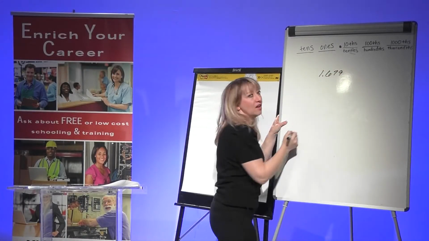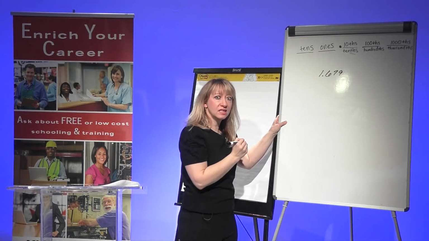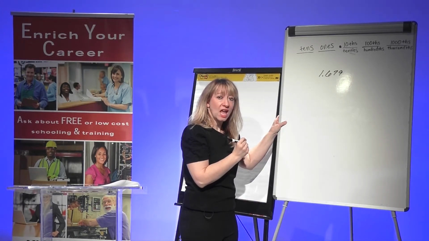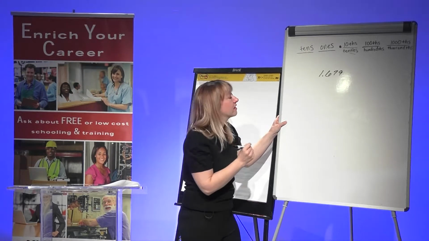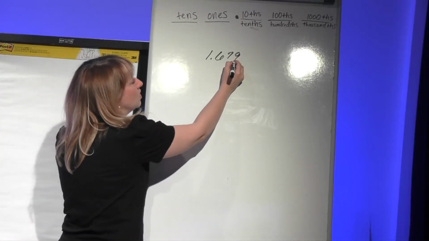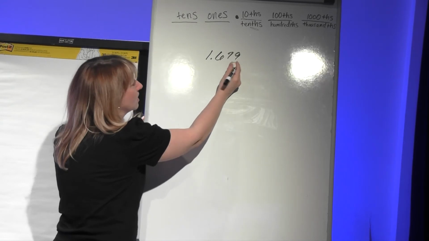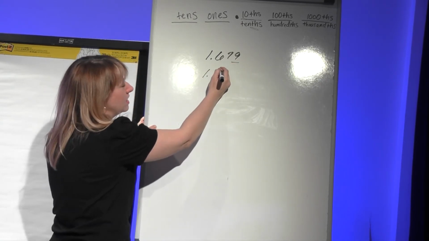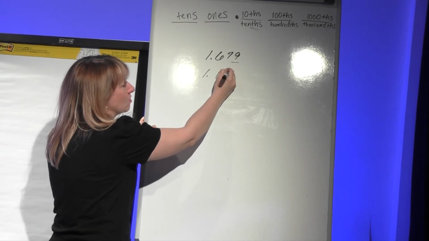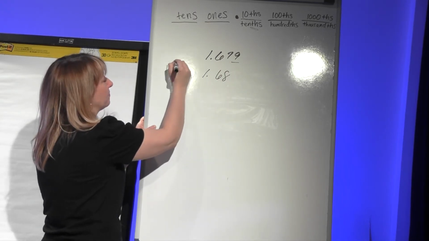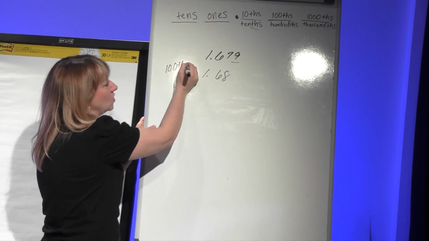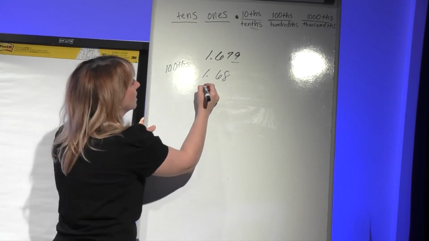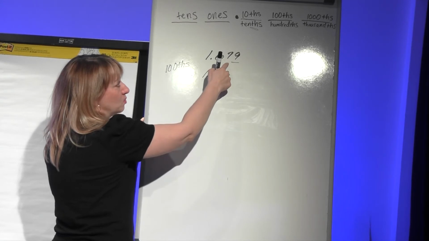If you have 1.679 and you want to round to the nearest hundredth, you look at the number that's in the thousandths. So there's a 9 after that 7, so that rounded to the nearest hundredth would be 1.68. So again, we're rounding to the nearest hundredth. Because this is a 9, this moves up to 8.